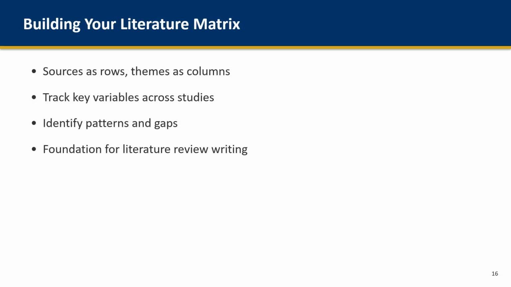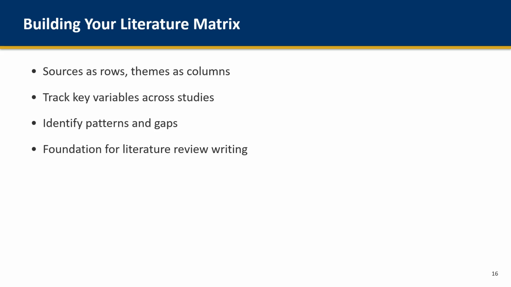A literature matrix is a powerful tool for synthesizing research across multiple sources. This approach is particularly valuable when preparing for comprehensive exams, writing literature reviews, or establishing the scholarly context for your dissertation. Create a spreadsheet or table with sources as rows. Include essential bibliographic information plus space for notes. Columns represent themes, variables, or questions relevant to your synthesis.